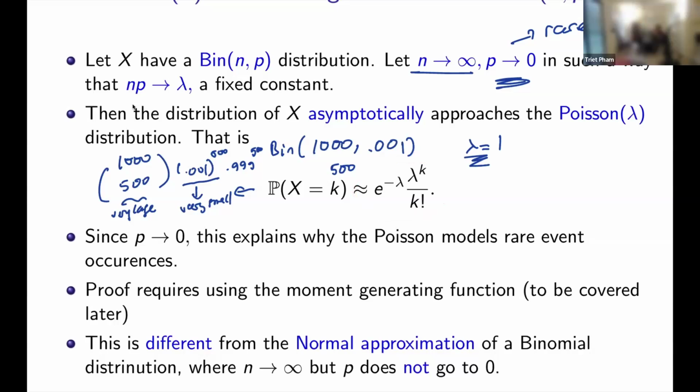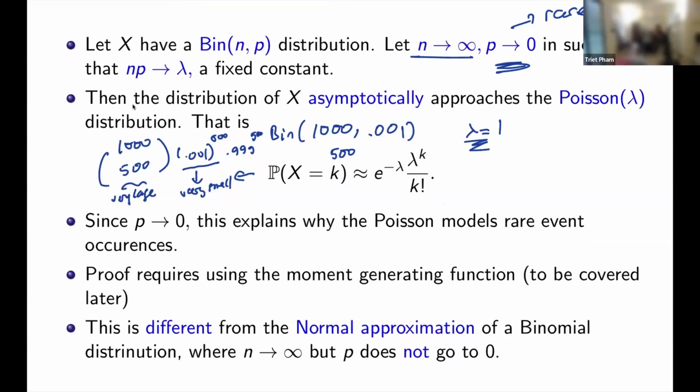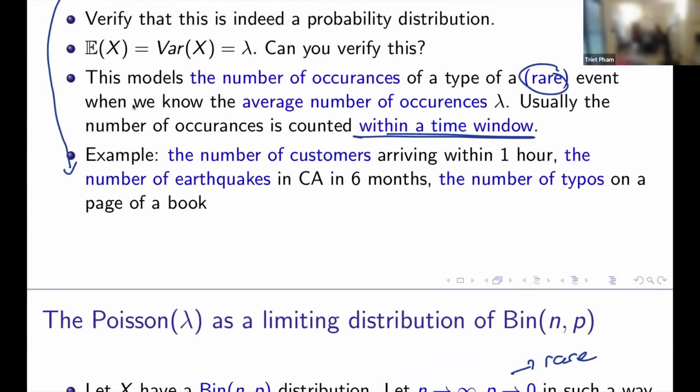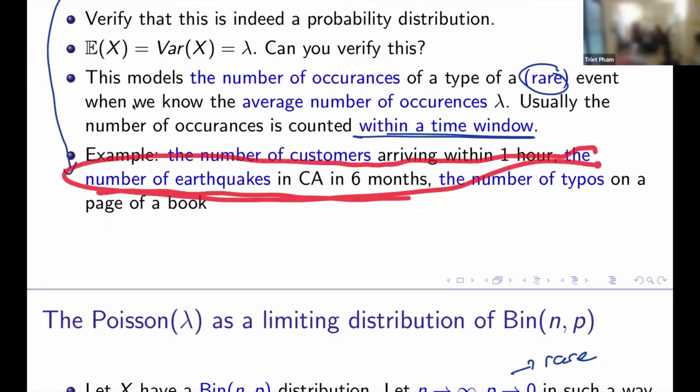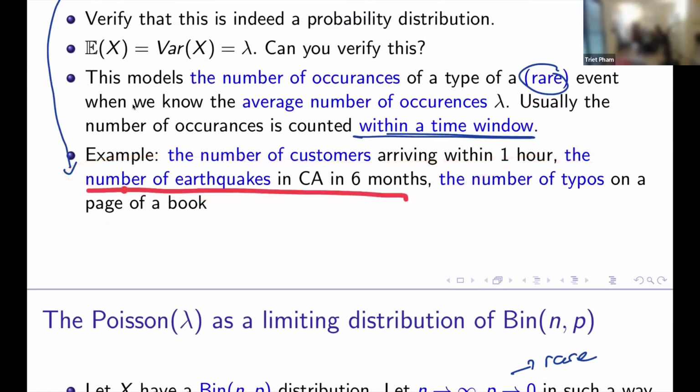So now, having said that, let us. Oh, and also we will look at the proof here when we look at the moment generating function at the end of the course. But now let's go back to the examples here and explain why it's appropriate. So, why is the number of earthquakes in California a rare event? Again, I think that is probably the most digestible one, because we readily accept that it's rare.